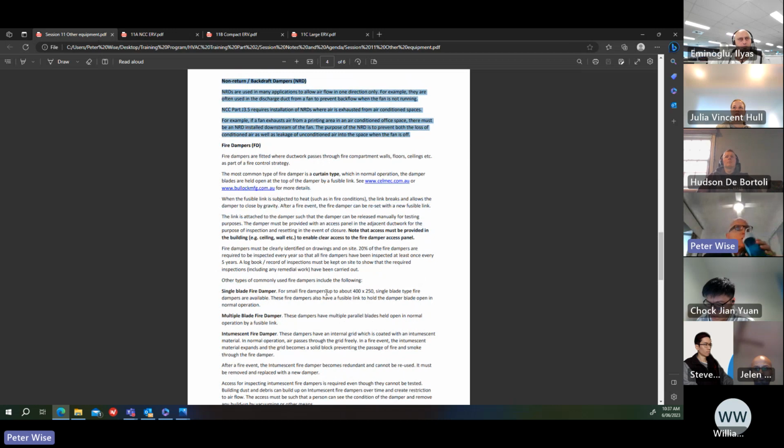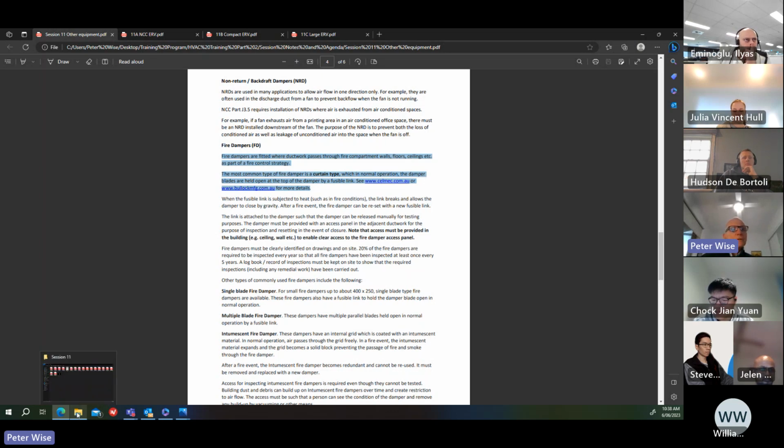Okay, we'll move on to fire dampers. I'm sure you've all come across fire dampers. They're fitted where ductwork passes through fire compartment walls, floors or ceilings as part of a fire control strategy. The most common type of fire damper is a curtain type, in which, in normal operation, the damper blades are held open at the top, so the concertina is up at the top of the damper, held there by a fusible link. I've given a couple of references there that you can go and look for more details, but I have got some pictures here that I can show you.